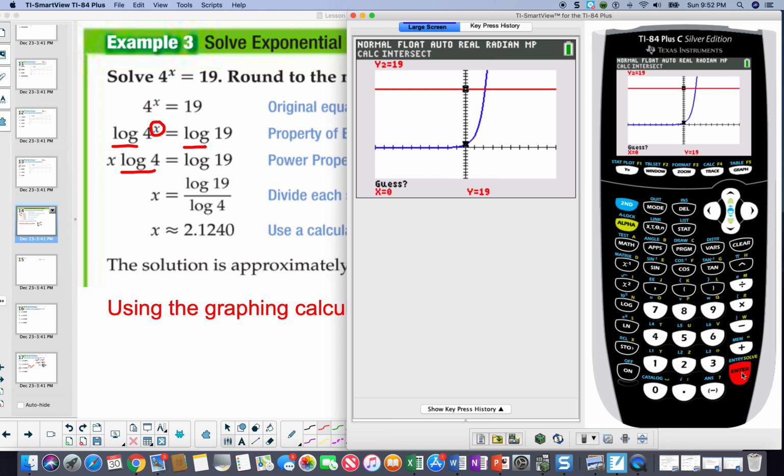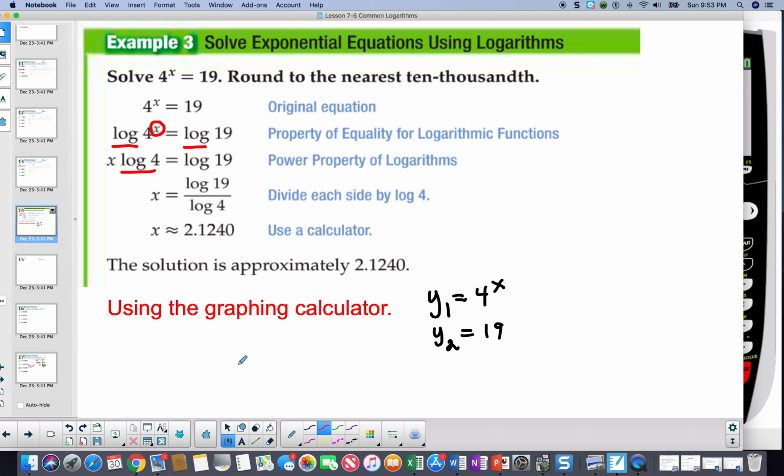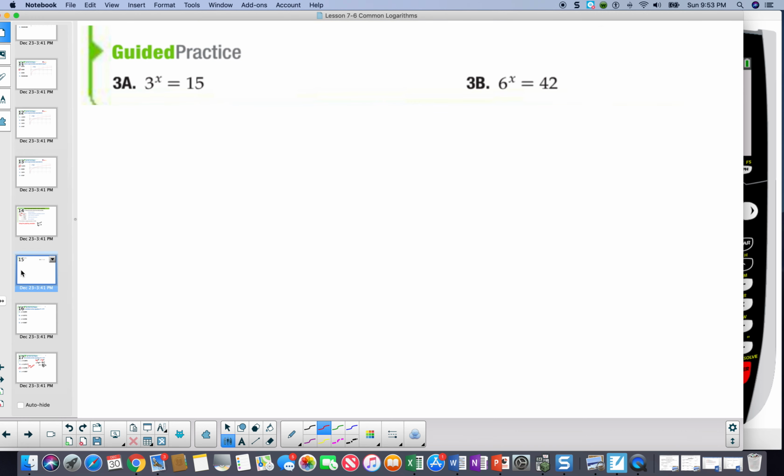I want that other function. And then I'm going to move a little closer to the intersection and press enter. And that point is 2.12, and then if we round it, it'll be 40. And that's what I got with a calculator using logs, and that's what I get in the calculator by just looking at the intersection. All right, let's go ahead and practice.